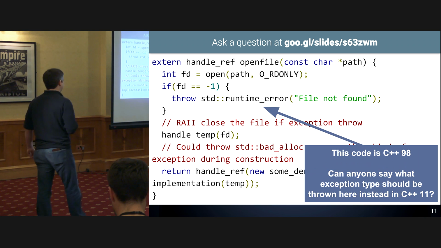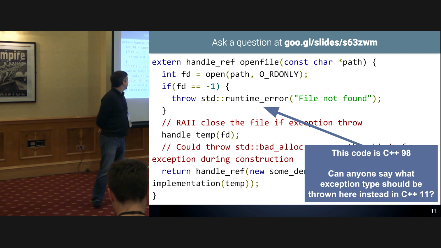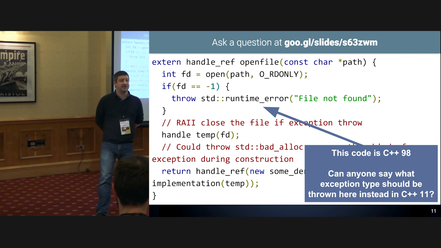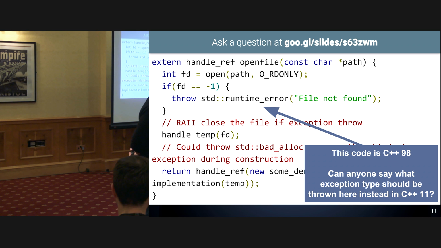Okay, cool. Can anyone say, just out of interest, because I like to throw little questions in, this is C++ 98. Can anyone say what that should be in C++ 11? Sorry? STD file not found? No, there is no STD file not found in C++ 11. You're on the right track. It's system, indeed. And could you say, for extra bonus points, how should you construct it? Nobody? Ooh, it's okay. I'll get to the answer later on.